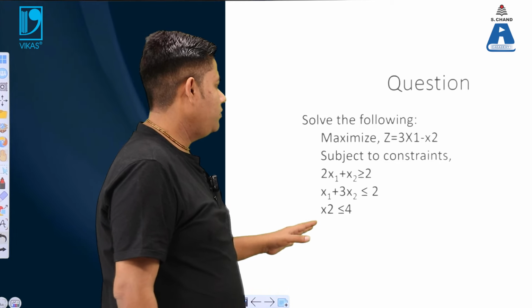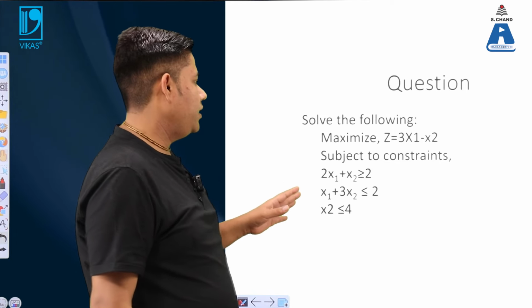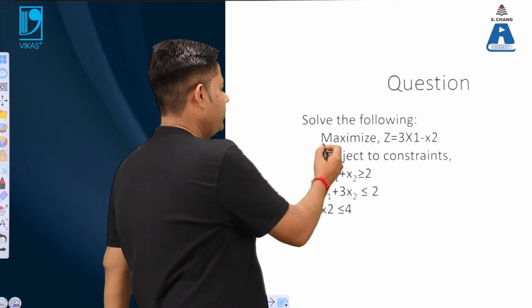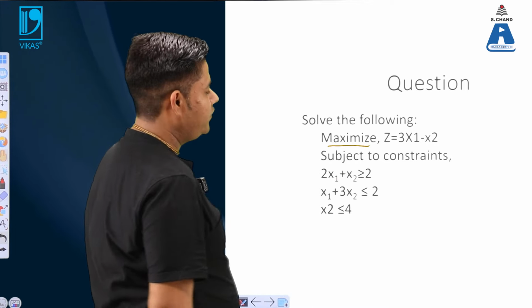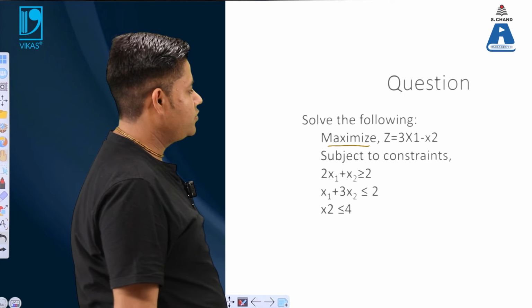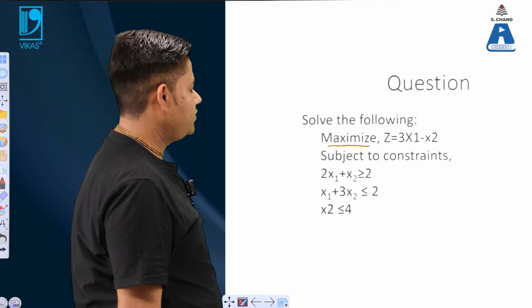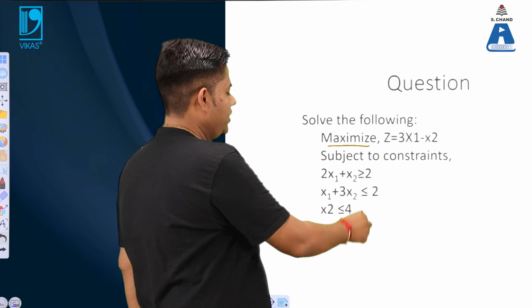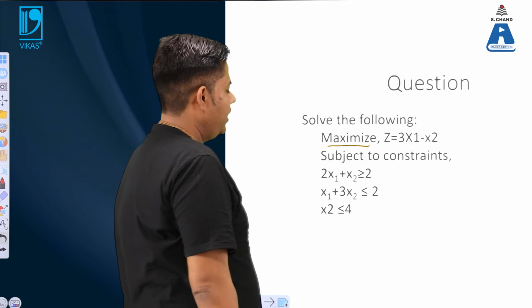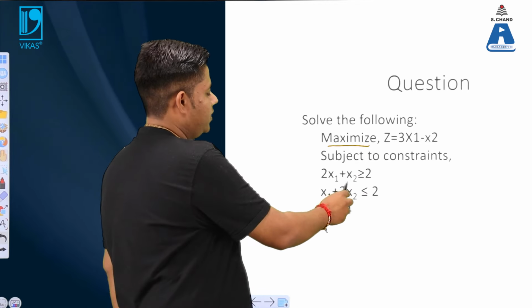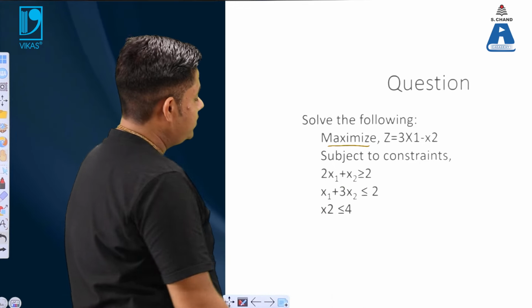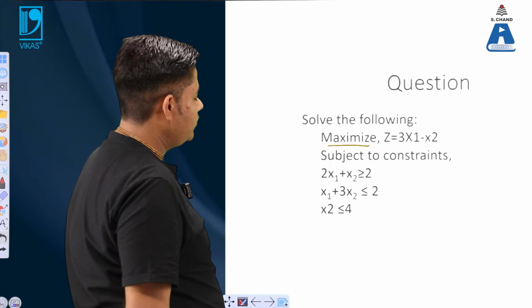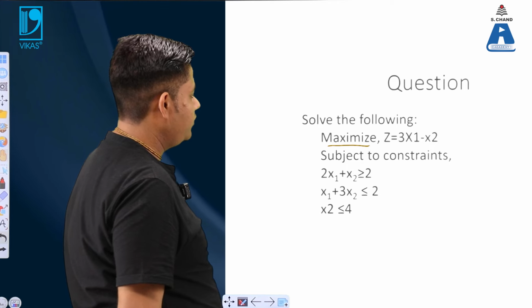So what is the problem? The problem is related to maximization. That means you have an objective function here, and that objective function says that you have z equals 3x1 minus x2, which is subject to these particular constraints. And the constraints are 2x1 plus x2 greater than or equal to 2, x1 plus 3x2 less than or equal to 2, and x2 less than or equal to 4.